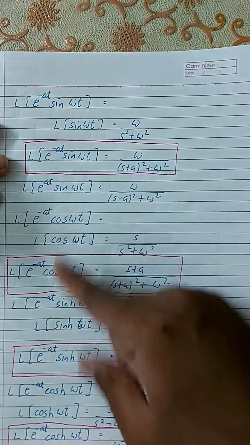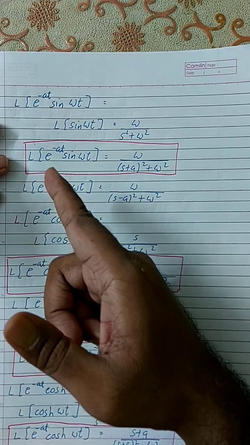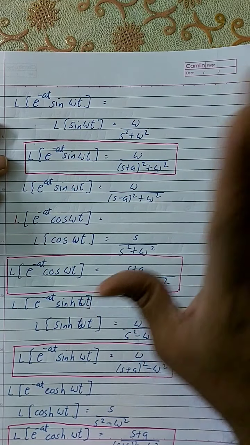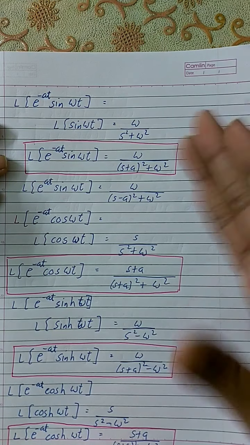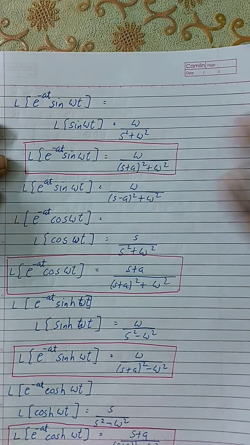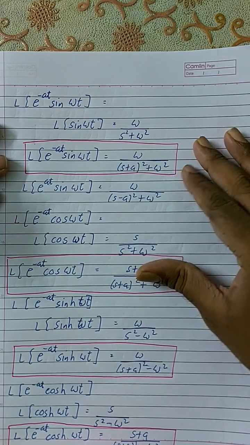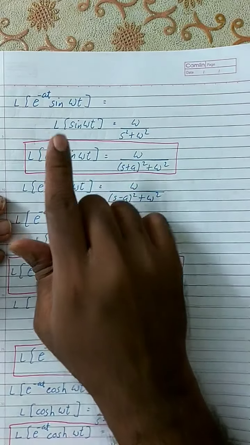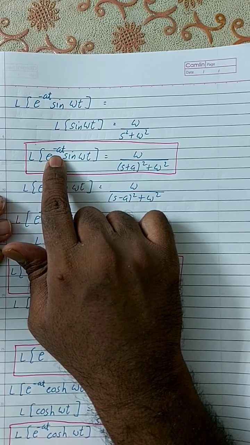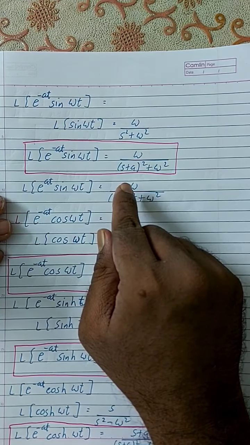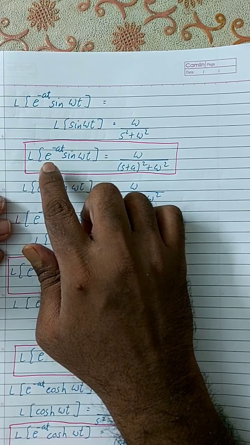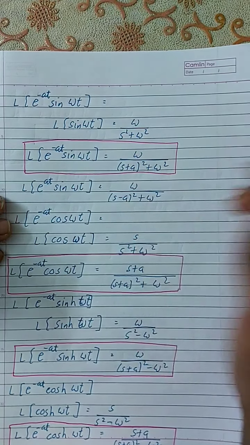Because each of these functions is multiplied with an exponential function of time. So this is what I want to tell you. If you see an exponential function of time anywhere in the question, remember that you need to apply the frequency shifting property. Also, don't forget, if the power of the exponential function is positive, then the shift must be negative, and if the power is negative, then the shift must be positive.